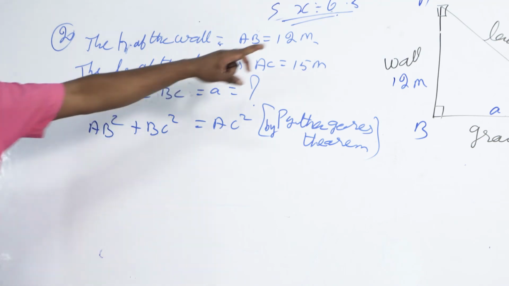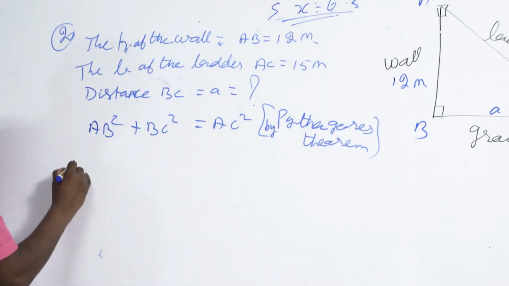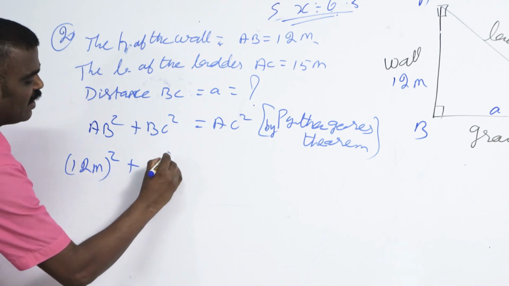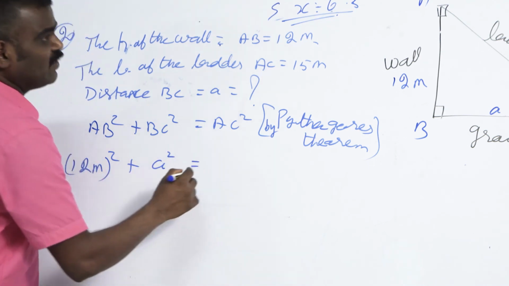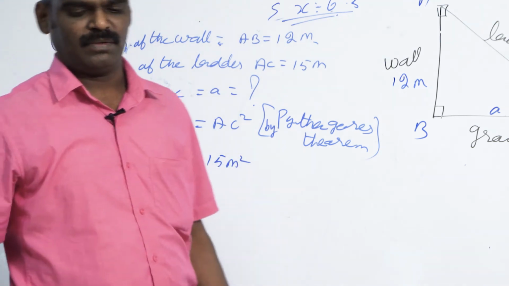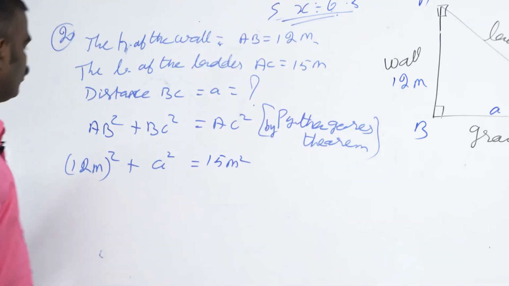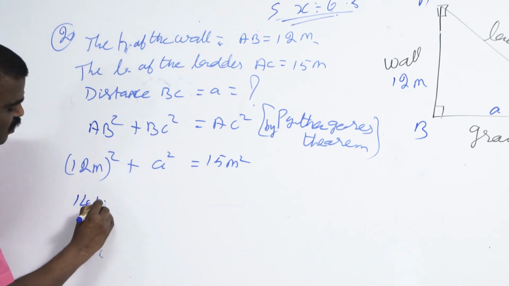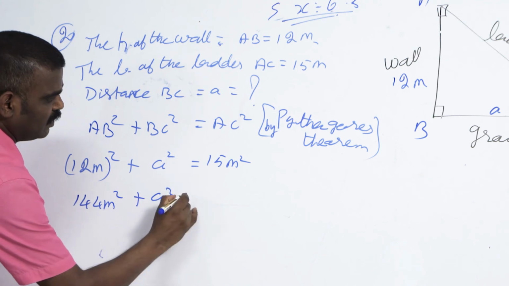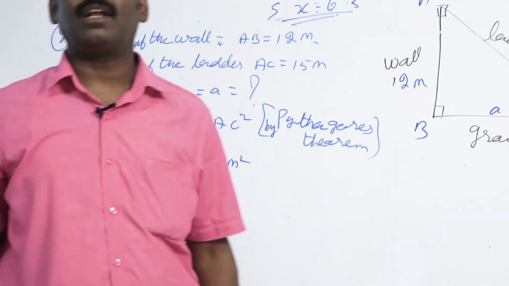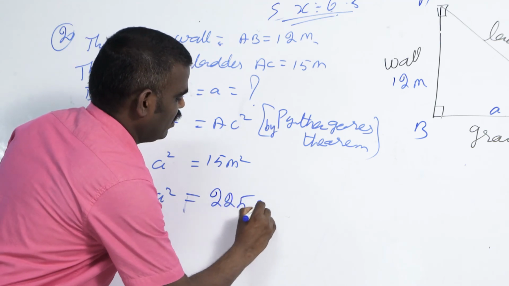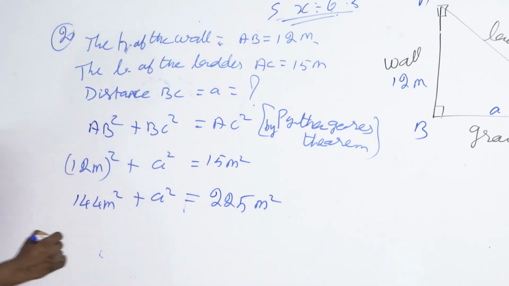AB. What is AB? AB is 12. 12 meters square plus BC, we do not know, BC is A, square equals AC, how much? 15. 12 into 12, yes. Can you tell me what is 12 into 12? Yes, 144 meters square, A square. 15 into 15, can you tell what is 15 into 15? 225 meters square.